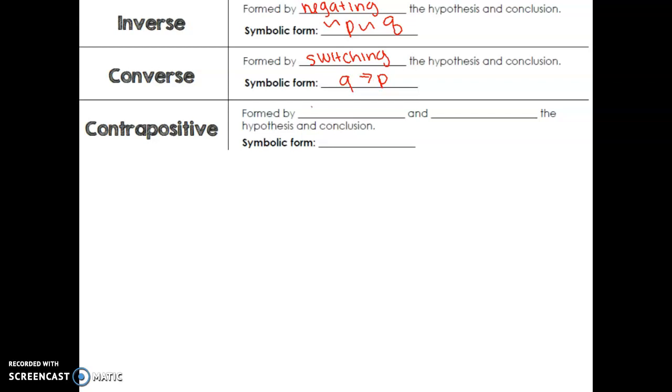The contrapositive is formed by actually doing a combination of these two. So that equals something like saying formed by negating and switching the hypothesis and the conclusion. So that looks like negate Q, then negate P.